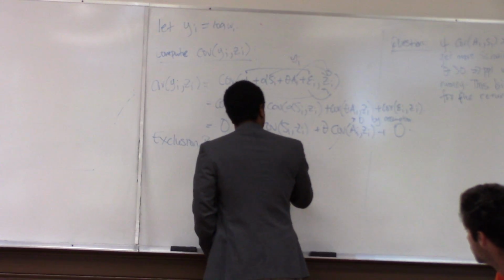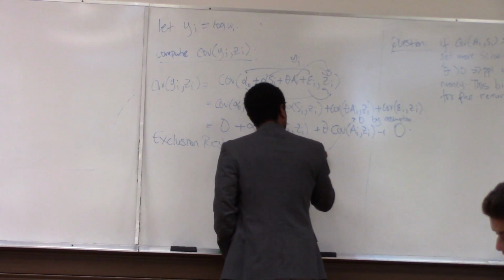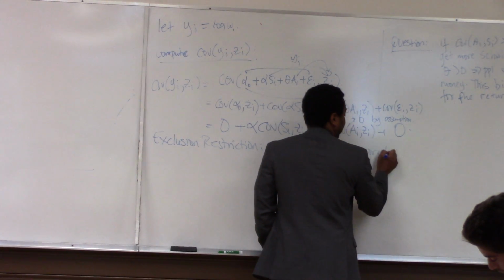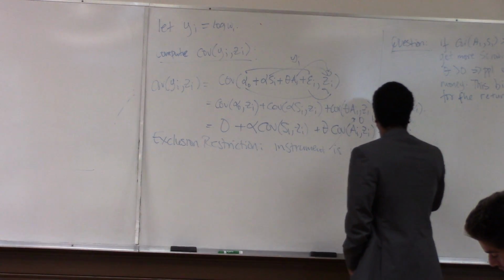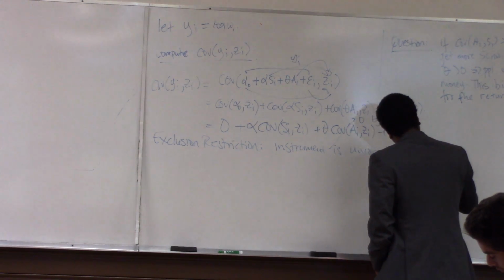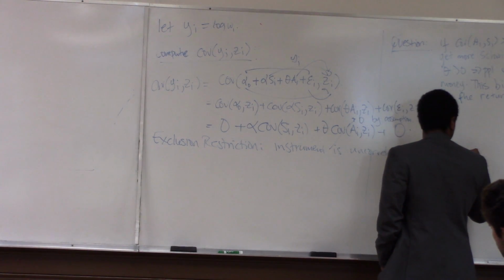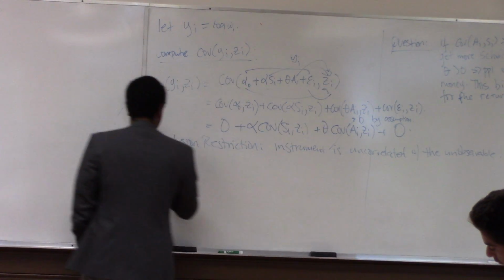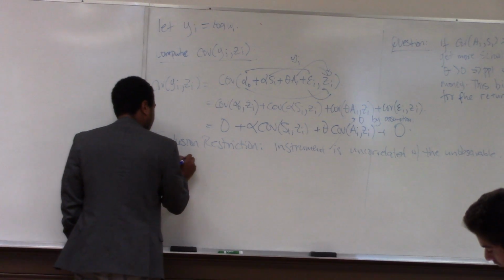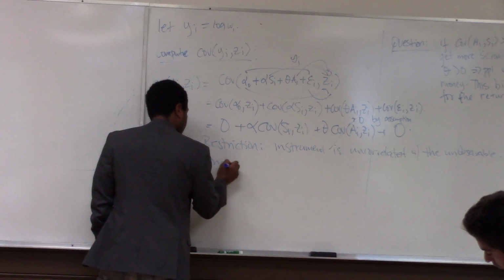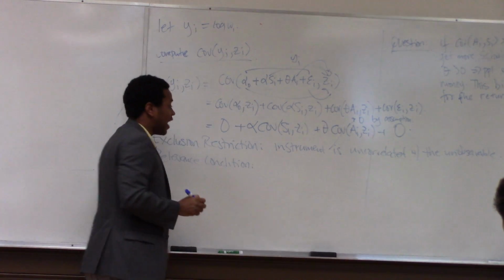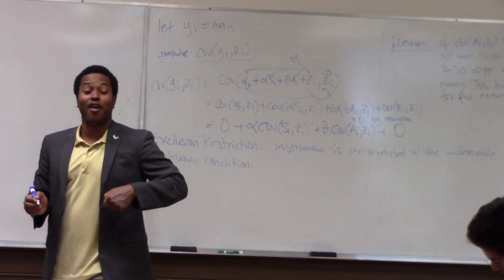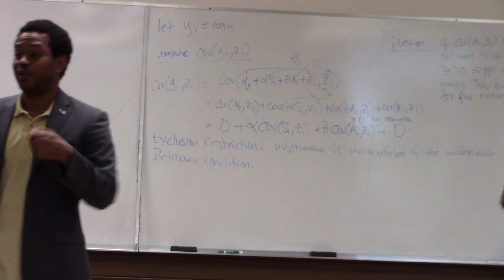The exclusion restriction is that the instrument is uncorrelated, and being uncorrelated is the same thing as having a covariance of zero. It's uncorrelated with the unobservable. And the second thing is called the relevance condition, which is that this term here better not be equal to zero. Because we need the instrument to be affecting your schooling decisions but uncorrelated with your ability.